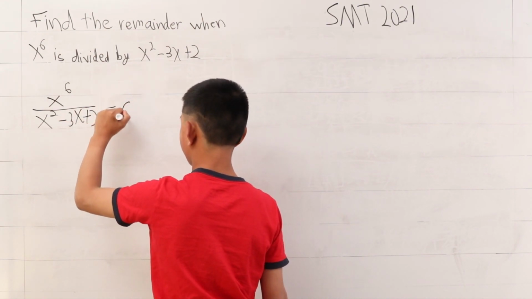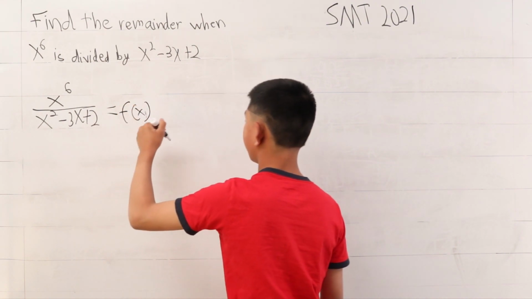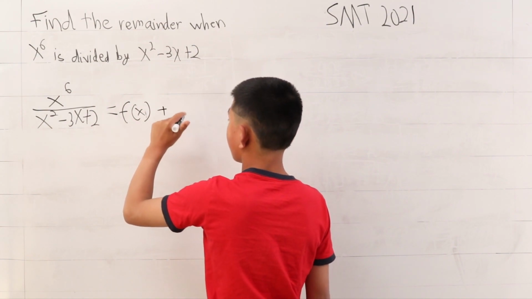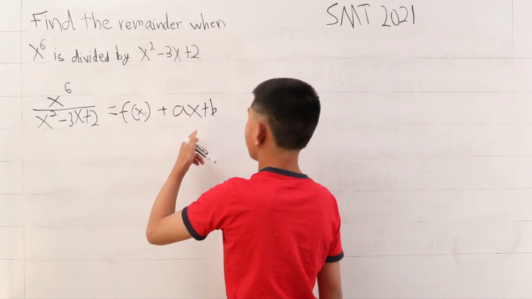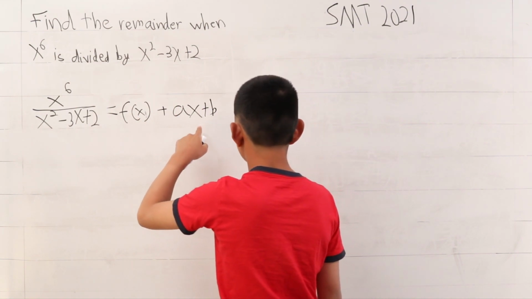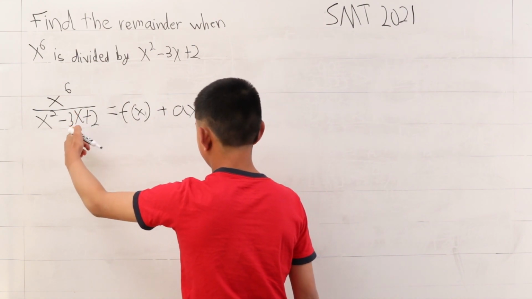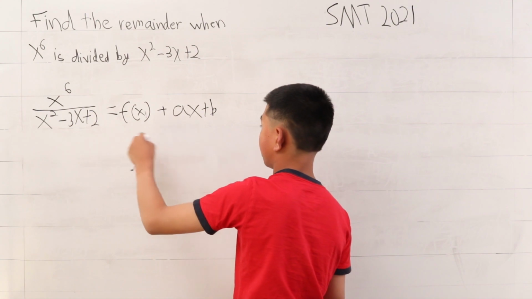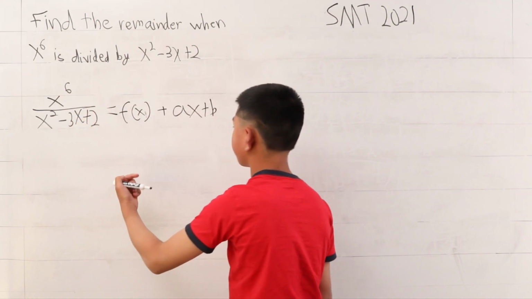a function, let's say f of x. So it's a function plus the remainder, which is going to be ax plus b. This is a first degree polynomial, but this is a second degree polynomial. The remainder is a first degree polynomial because you're dividing it by a second degree polynomial.